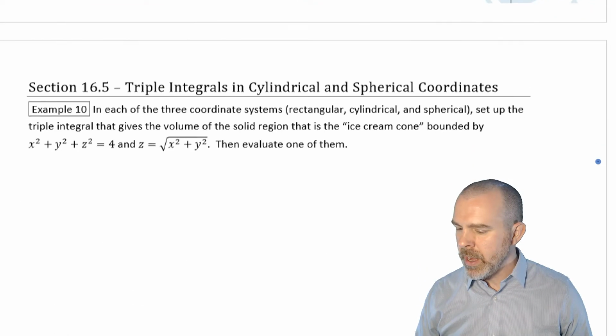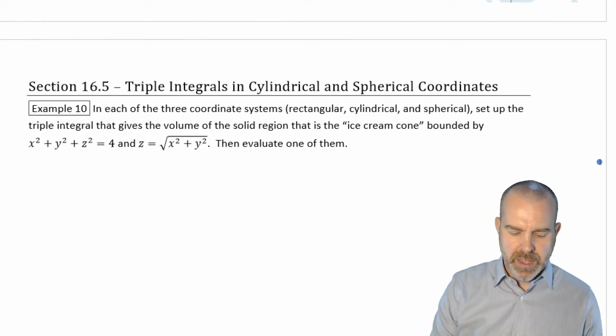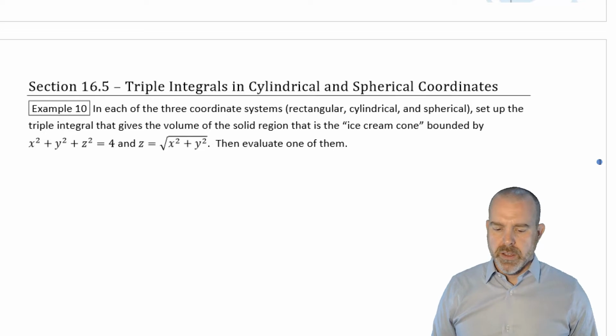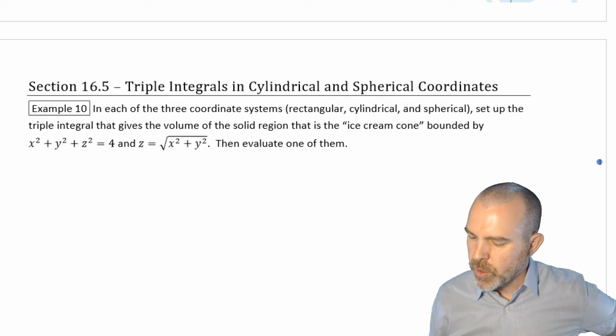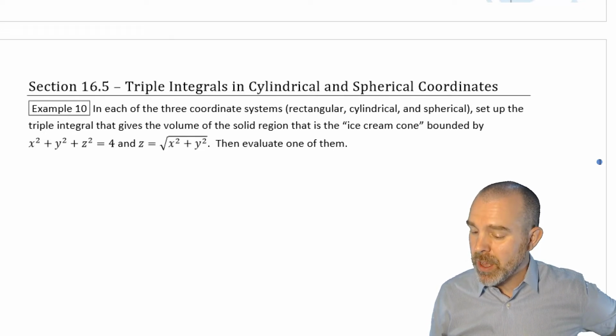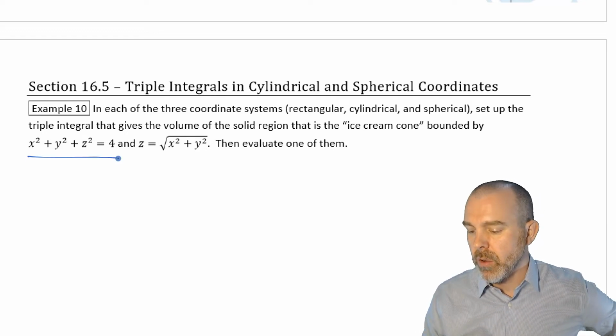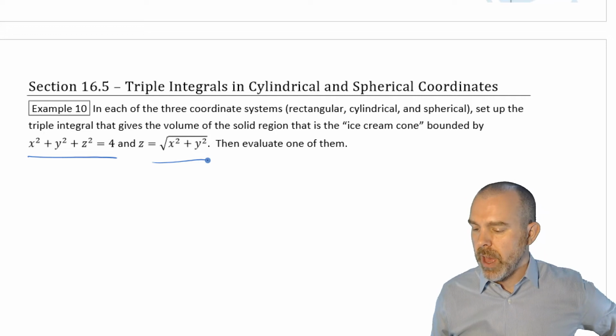Okay, last one, and let's just practice setting these triple integrals up. Let's do that. We have, let's see, triple integral of the volume of the ice cream cone bounded by a sphere. Oh, and then a cone. Okay.